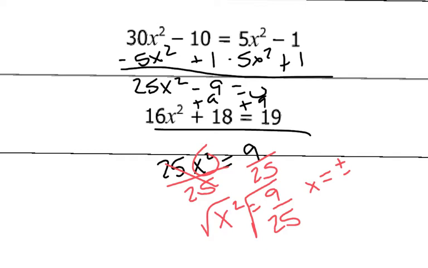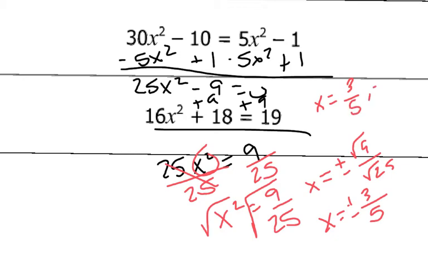So the square root of 9 is 3. You can break it up. So you get plus or minus 3. Square root of 25 is 5. So our solutions are x equals positive 3/5 and a negative 3/5. We haven't technically gone over this. You'll see this more in Unit 5.